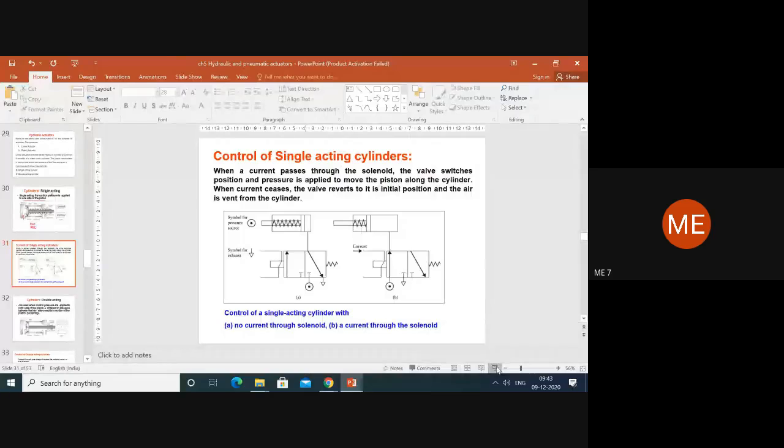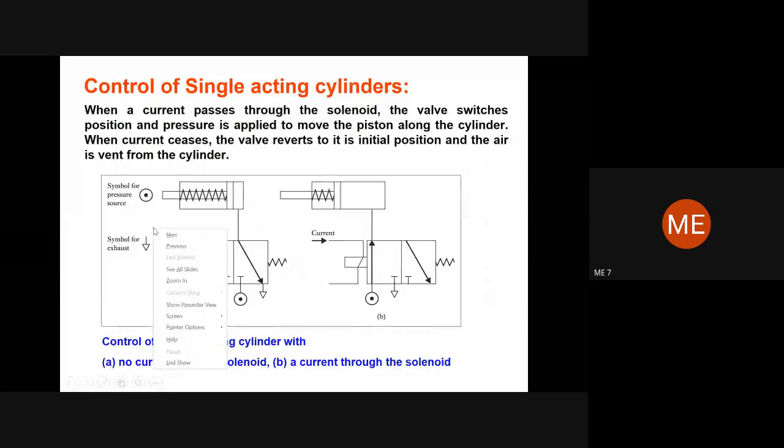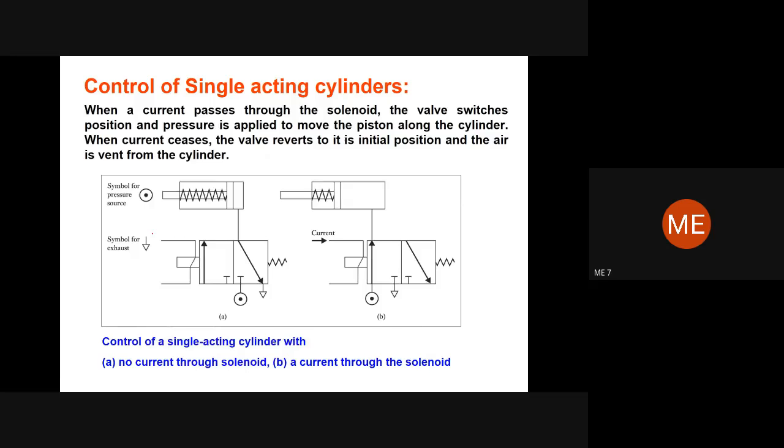Now, whatever we are going to observe here, this is the symbol we are going to use for the pneumatic circuit, and this is the one we are going to use for the pressure source.